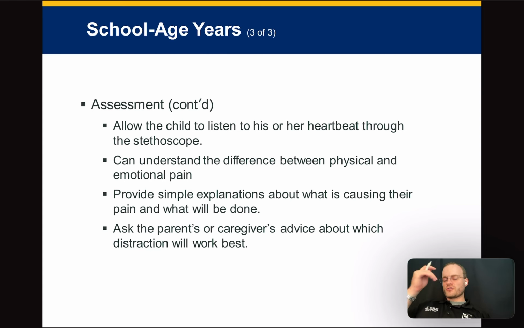The school-age children can understand the difference between physical and emotional pain. Provide a simple explanation of what is causing their pain and what will be done. Okay, so like splinting and stuff like that. Like they have a fracture, like okay, we're gonna put this board around your arm and it's gonna help straighten it out to where it's not gonna hurt as bad. We call this a splint. We're gonna be real gentle and careful with you, and I think when this is done, your pain's gonna be a lot better. Stuff like that. You're just explaining it to them.